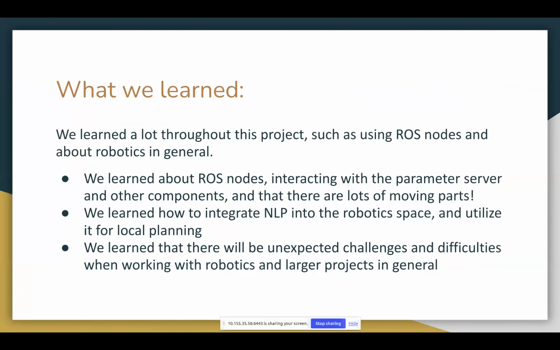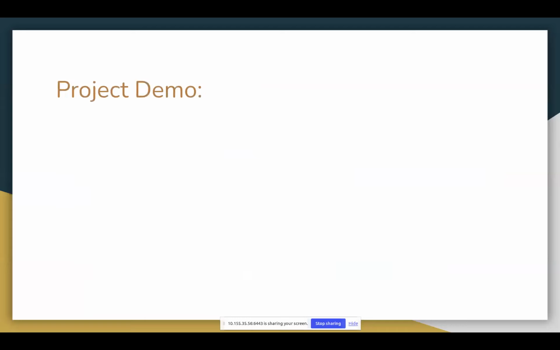So some things we learned while doing this. We learned how to create ROS nodes and packages, and how to interact with the parameter server, and that there's a lot of moving parts. Someone mentioned earlier that ROS is challenging to work with. We learned how to integrate the natural language model into the robotics space and use it for updating the local planner. And we learned that there's a lot of unexpected challenges and difficulties.